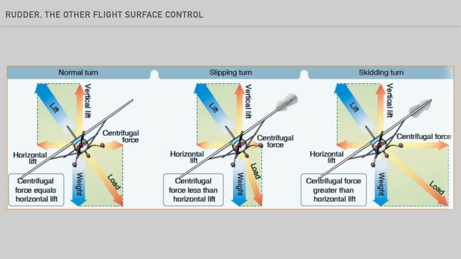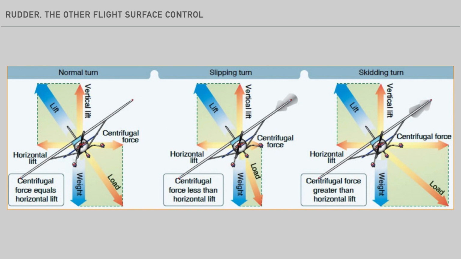Conversely, a skid is where the rate of turn is too fast for the angle of bank and the nose points to the inside of the turn. That is, centrifugal force is greater than the horizontal component of lift. Not all slips are bad. In fact, they can be used effectively to manage crosswind landings and descend quickly without increasing airspeed. Skids, however, are to be avoided, and more on that later.